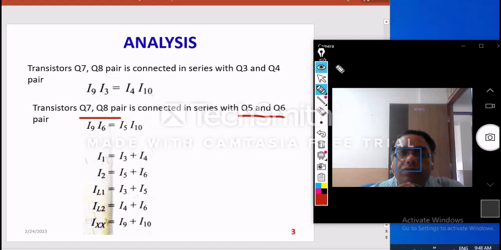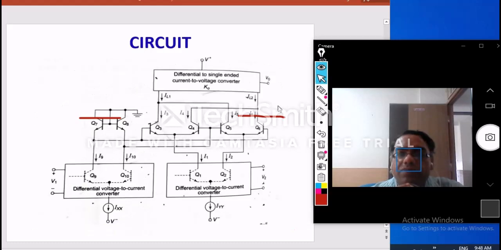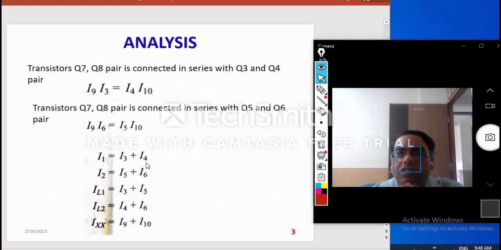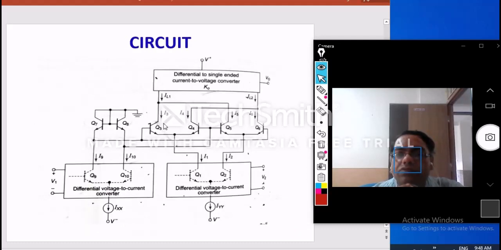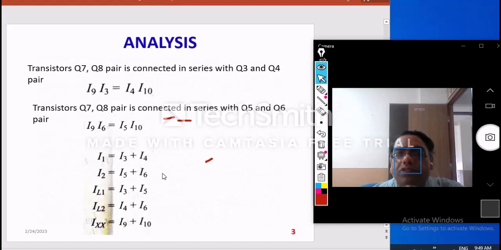And as you can see from the figure that I1 is I3 plus I4. So this I1 is coming by adding I3 and I4. Similarly, I2 can be written as I5 plus I6, IL1 is I3 plus I5, and so on. In this way we can write down different currents.